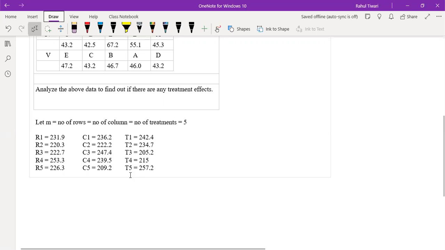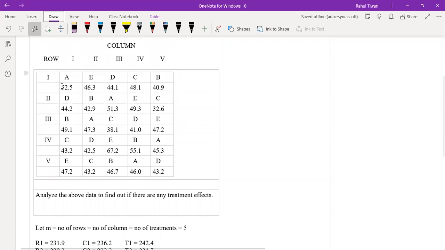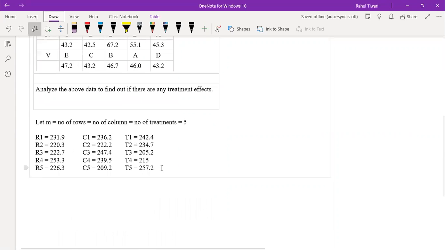Yes, beta, bolo. Sir, R1 and C1, sir, explain to me how to find the row and column, and the treatment. Treatment, first treatment 1. Which treatment is 1? Your A. So whichever treatments are A, just add up all A treatment. Okay sir, okay. So in case you have any query, you can ask, no problem.